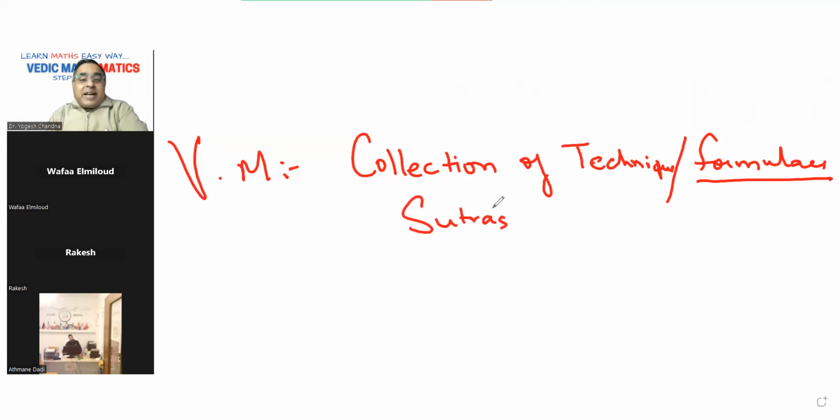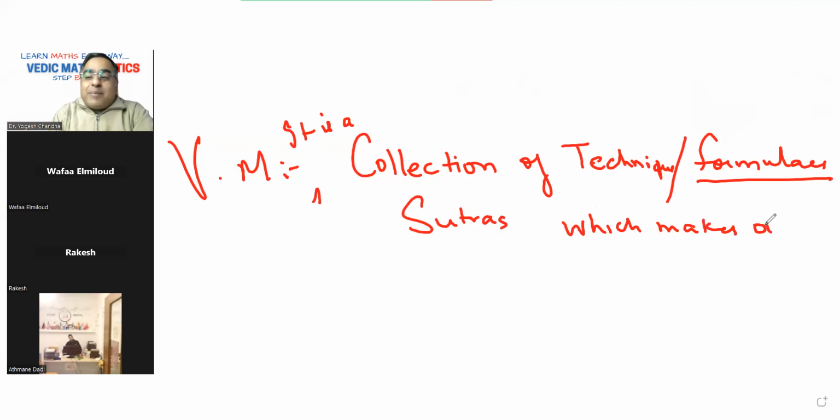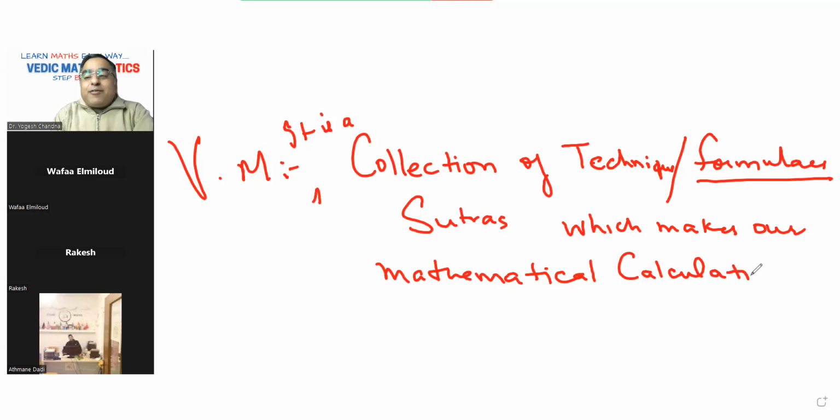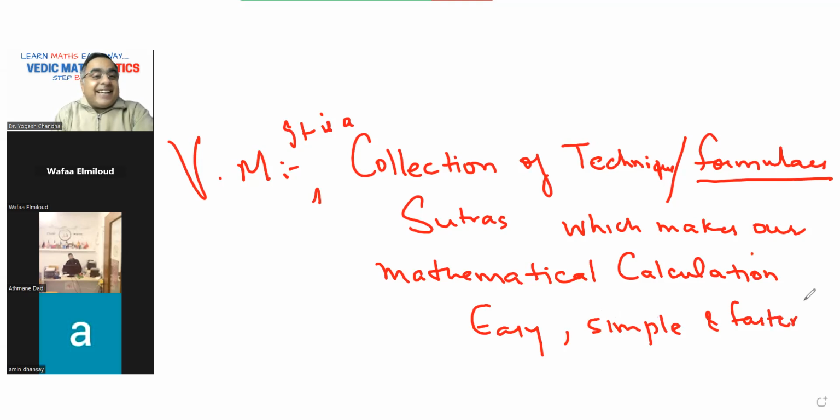See, this is how the definition becomes. It is a collection of techniques or formulas or sutras which makes our mathematical calculations easy, simple, and faster, right? So this is a very important thing: easy, simple, and faster. This is a technical definition of Vedic mathematics. Now, what do we get from Vedic mathematics? Why is it getting so important? What is the main thing which we are getting?